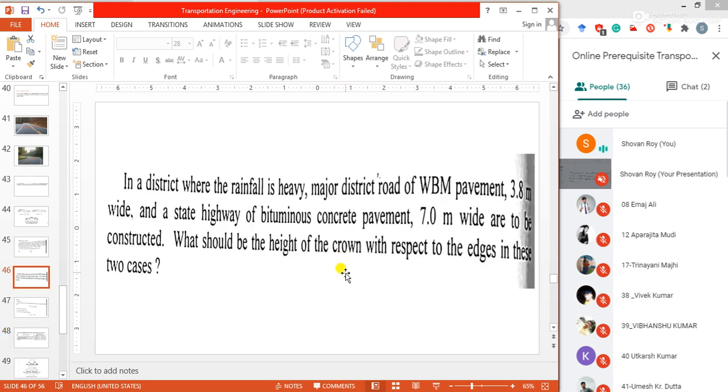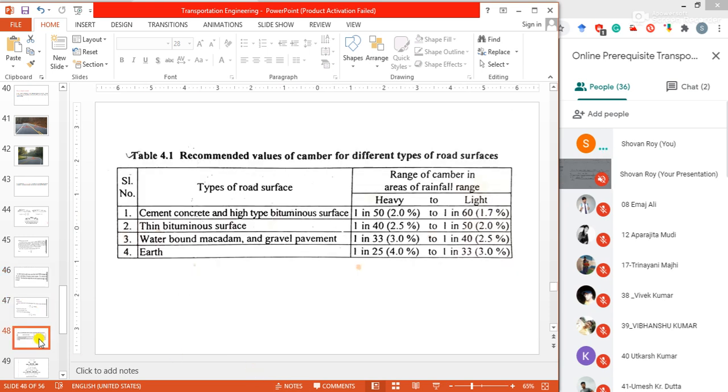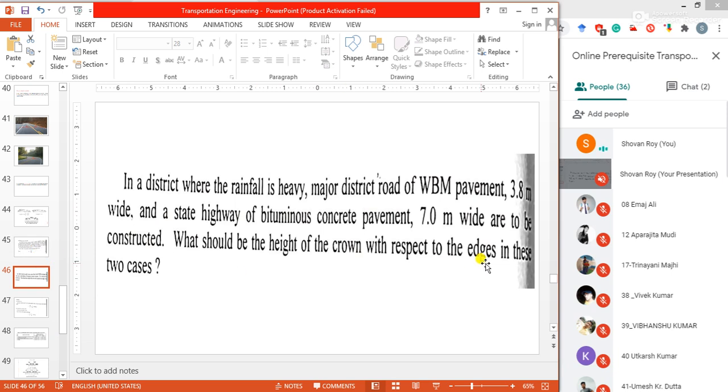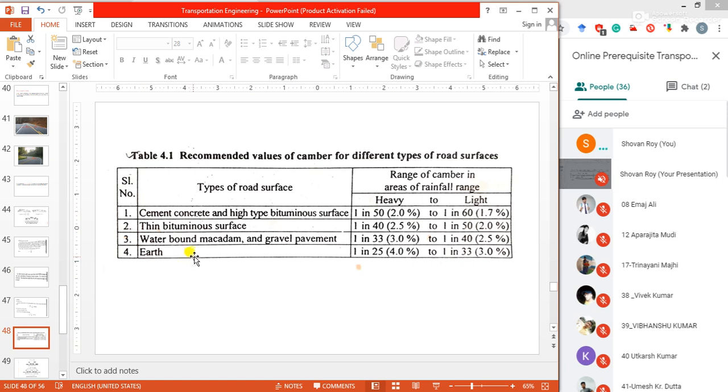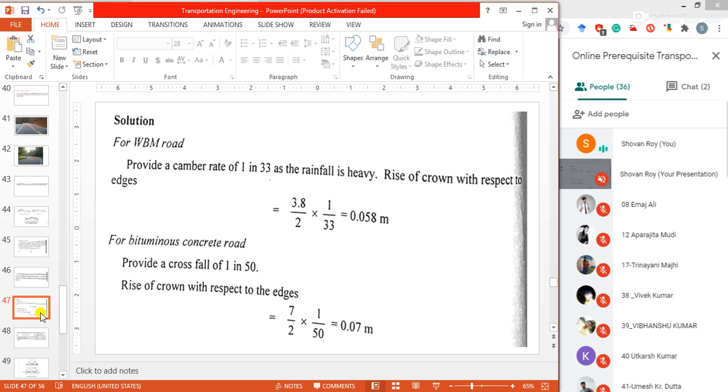They have mentioned the rainfall in these two cases: district where rainfall is heavy, major district road, heavy rainfall. In both cases they have mentioned heavy rainfall. No problem. For heavy rainfall, the road condition is bituminous concrete pavement. Not only bituminous concrete, that is high type bituminous surface. So for heavy rainfall this value is 1 in 50. So in the solution we should take 1 in 50.